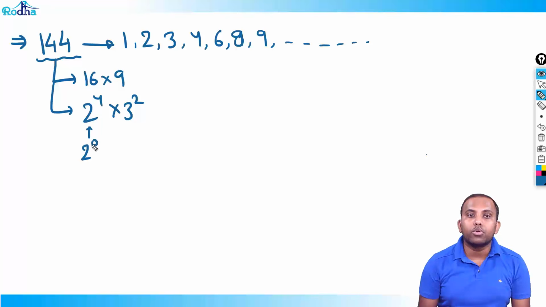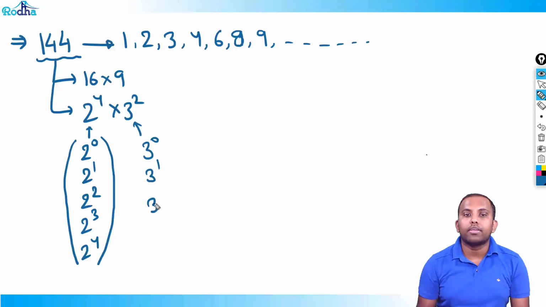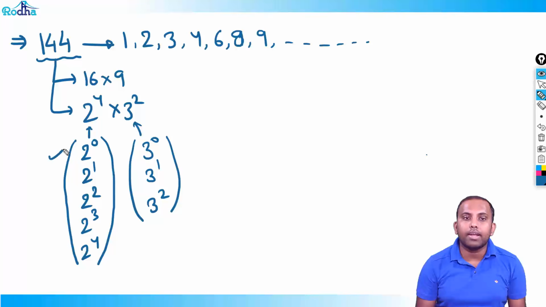I told you: 2 raised to 0, 2 raised to 1, 2 square, 2 cube, 2 raised to 4. So in 2's bracket, there are 5 terms. In 3's bracket, there will be 3 terms, one more than the power: 3 raised to 0, 3 raised to 1 and 3 square. Multiplying one term from this bracket and one term from that bracket will give me one factor.